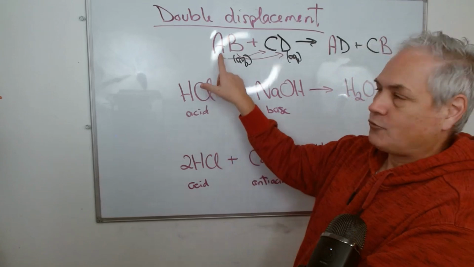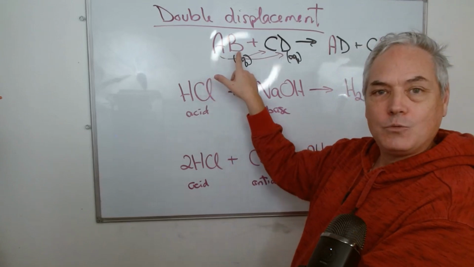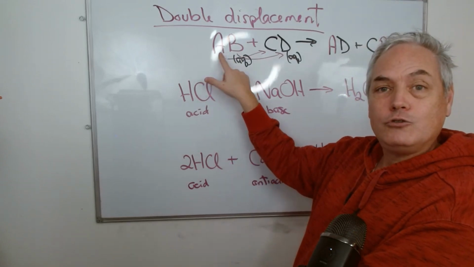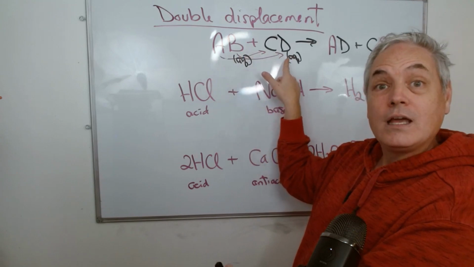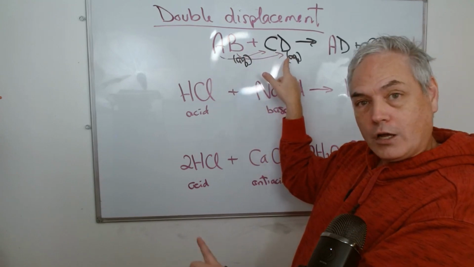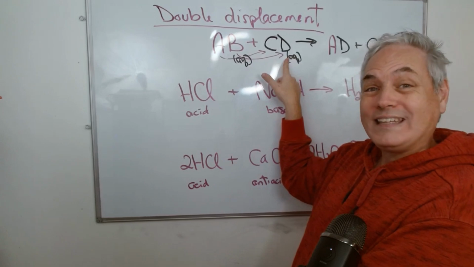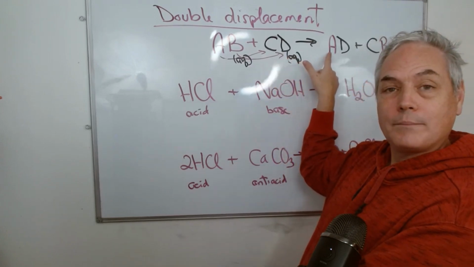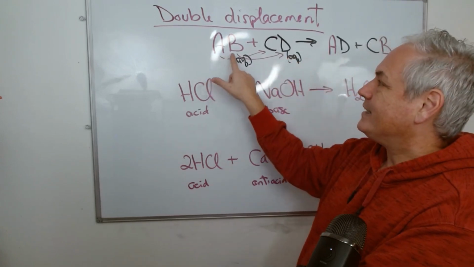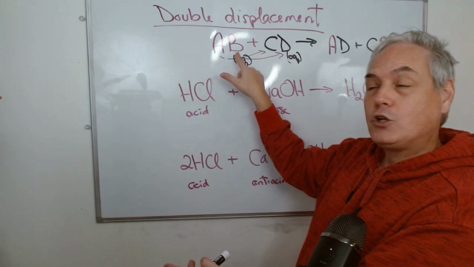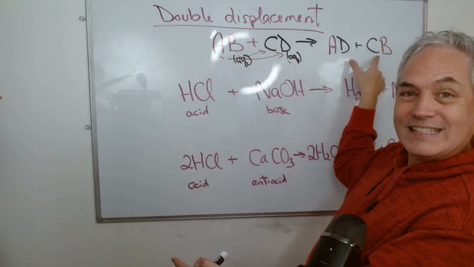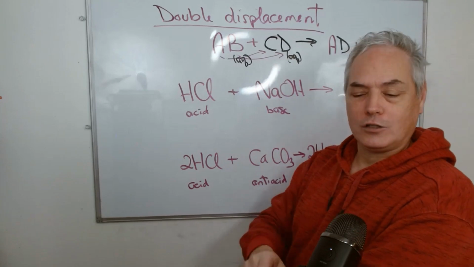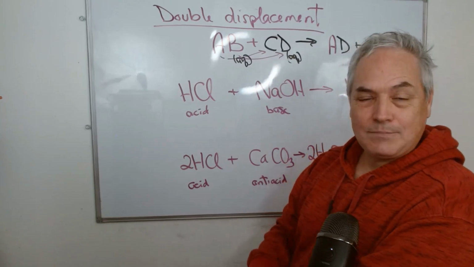So what will happen? For example, A here is happy with B. However, in solution, A will be more aggressive than C to be part of a bond with D. So you end up with a new compound, which is AD, and then B, which is left alone, will go with the C, which is left by itself, and you have CB. This is what we call a double displacement.